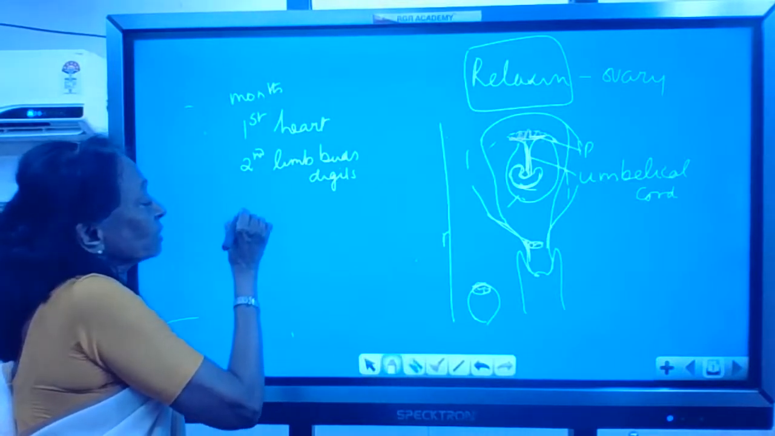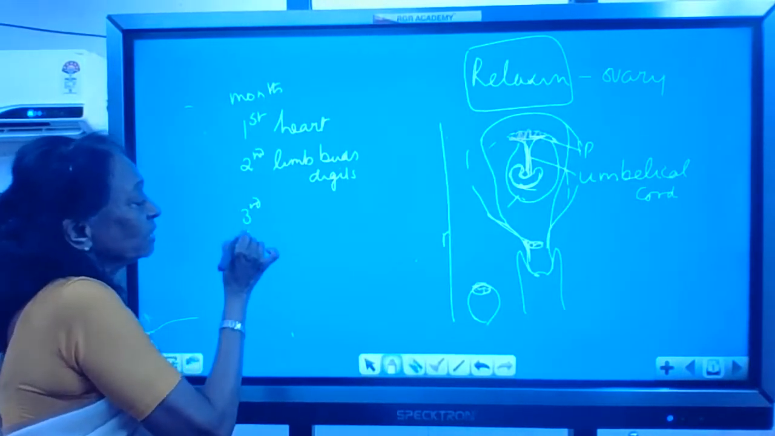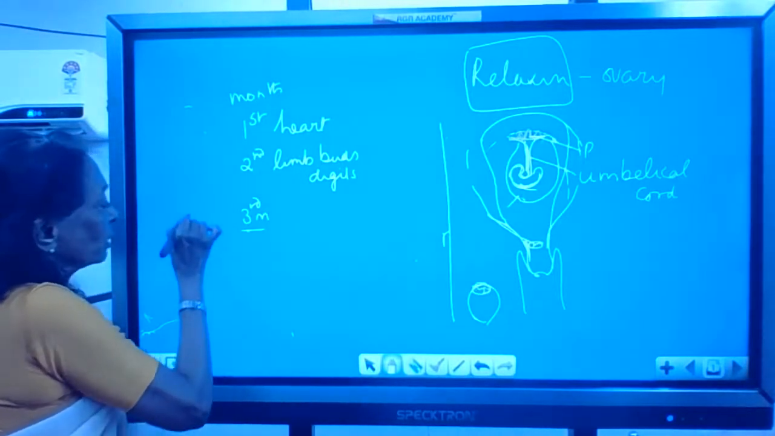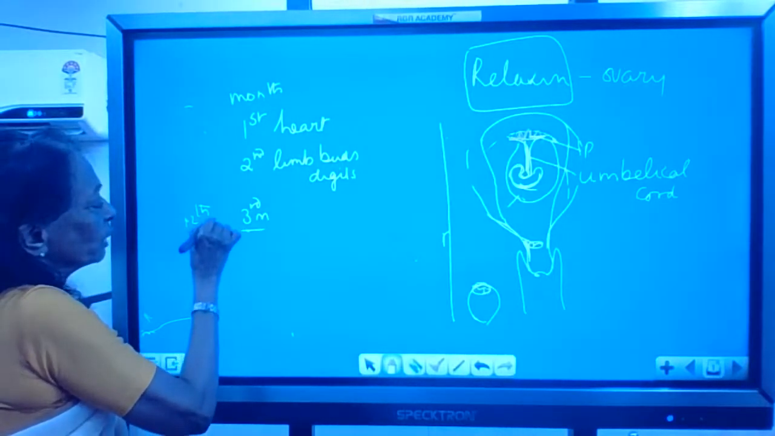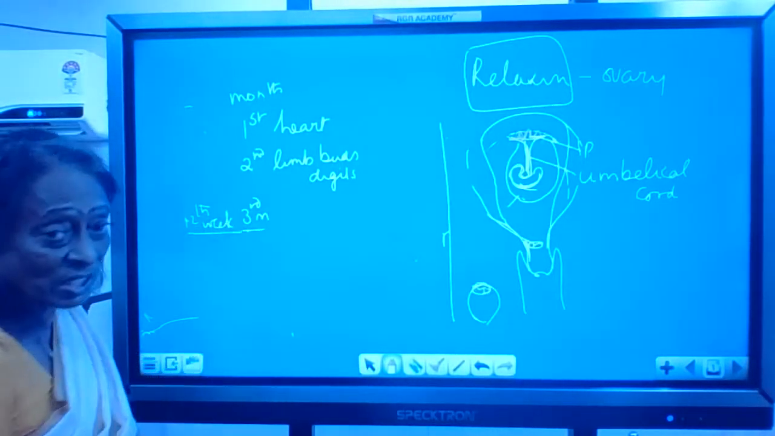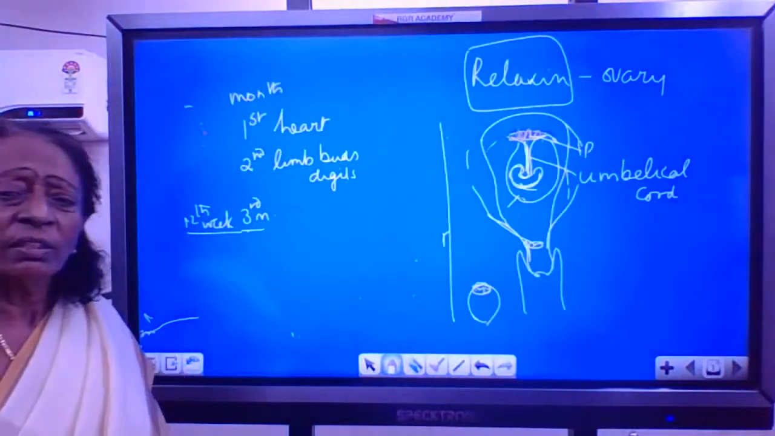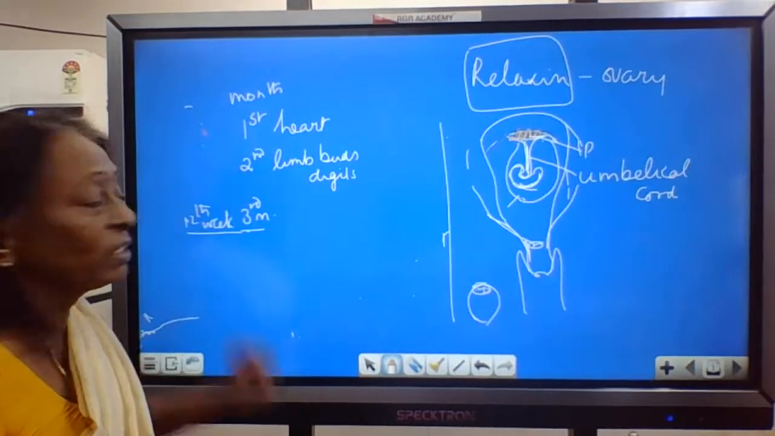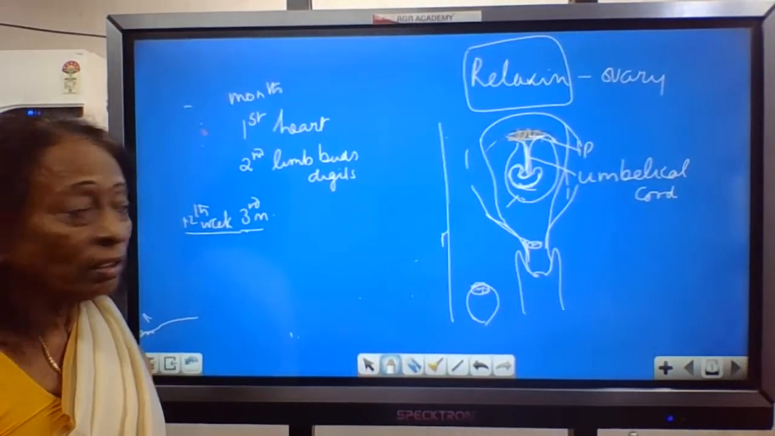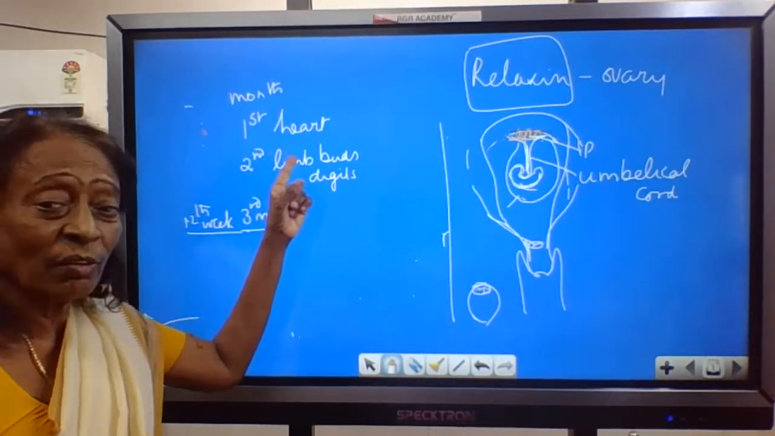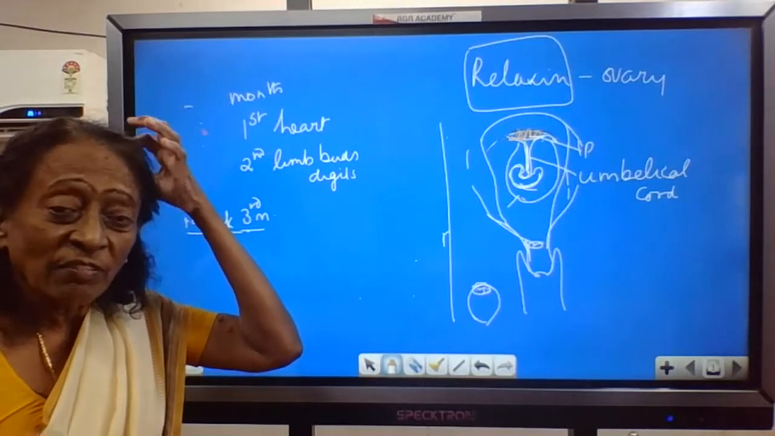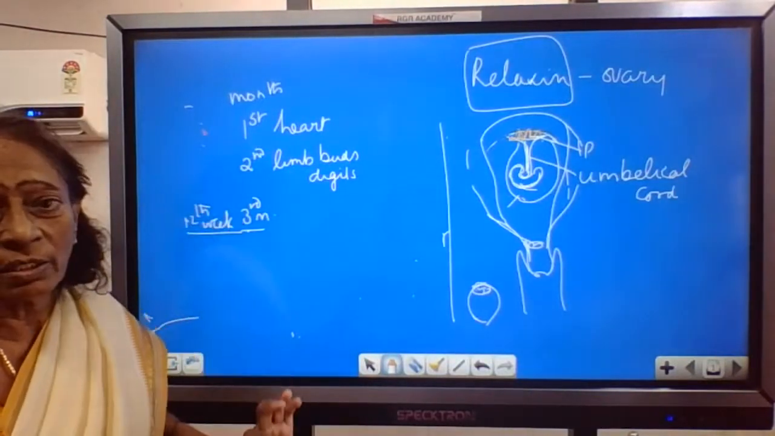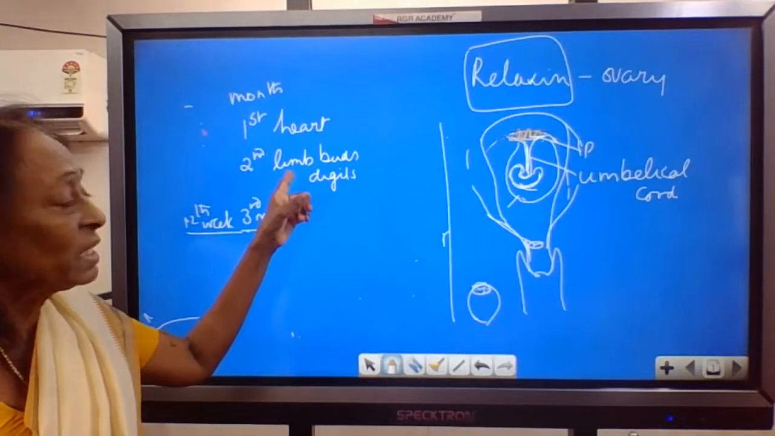Now the second month, third month. In your book it may be given as the third month or 12th week. This is how they mix up. So when you read the question, see whether week is given or month is given. They may give you the 8th week. Invariably they won't ask you about the heart in the first month because everybody knows which organ develops first is mainly the heart. Now the next one is the limb bud.